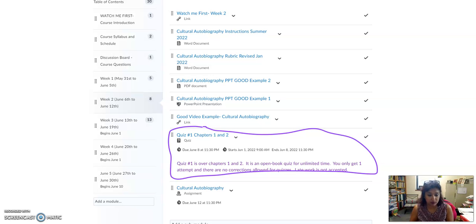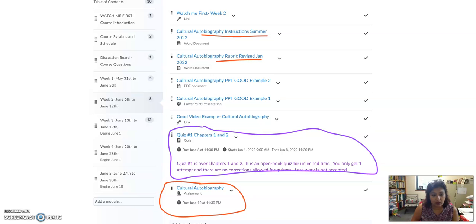due Sunday at 11:30. The assignment that is due Sunday at 11:30 is your cultural autobiography. For the cultural autobiography, here are the instructions. Here is the rubric. I have given you a good example, and another good example. Example 1 is a PowerPoint. Example 2 was a Google Slide that I put as a PDF, and then you also have a video example. So you can use any format that you want to use. You can even use a Prezi if that is something that you want to use.